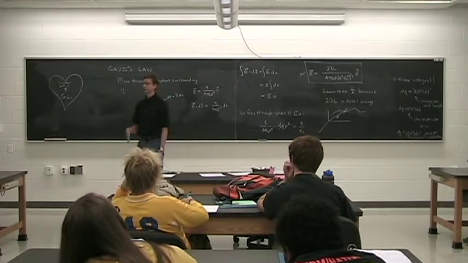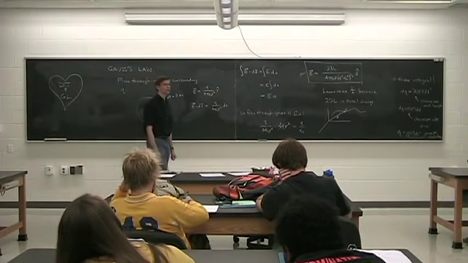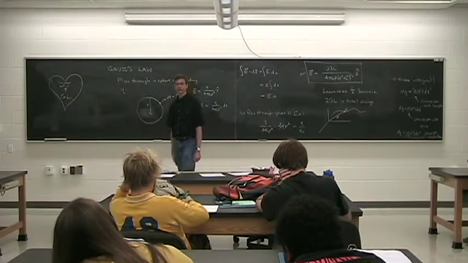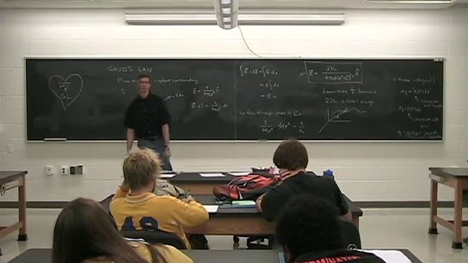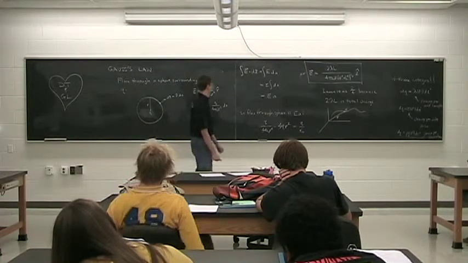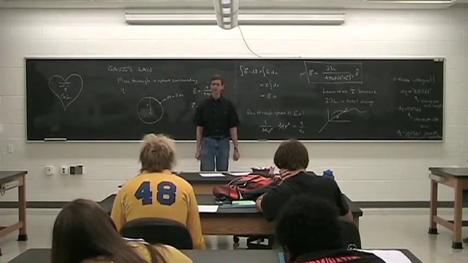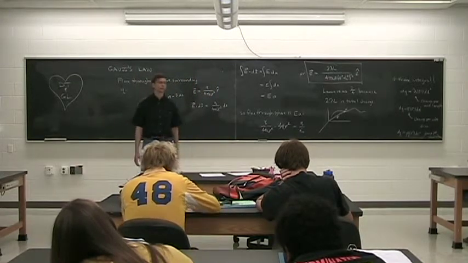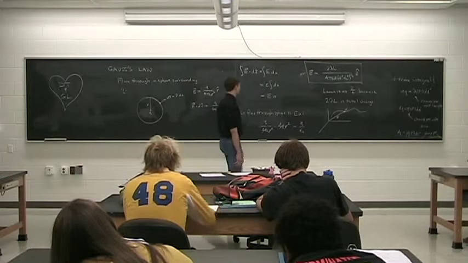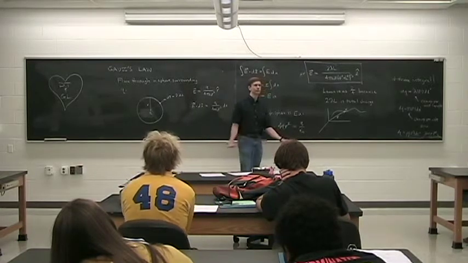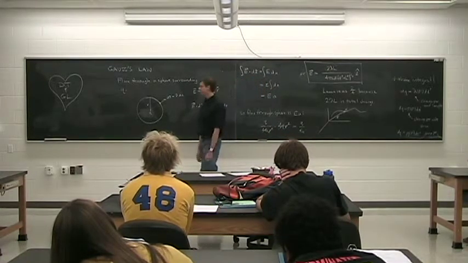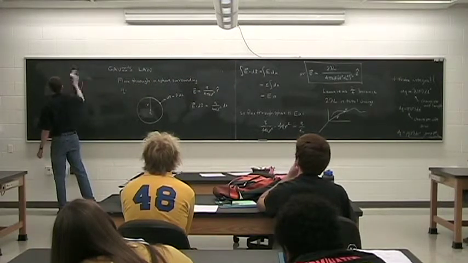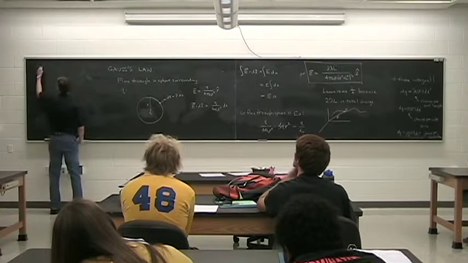over epsilon naught, because if it's true for one charge, the superposition principle says add up the fluxes for all the charges, and that's the total flux through the surface. And so since each charge contributes its own Q over epsilon naught, when you add all the charge together, you get the total charge enclosed divided by epsilon naught. So that's what we want to prove, that the flux through any surface is Q enclosed over epsilon naught.